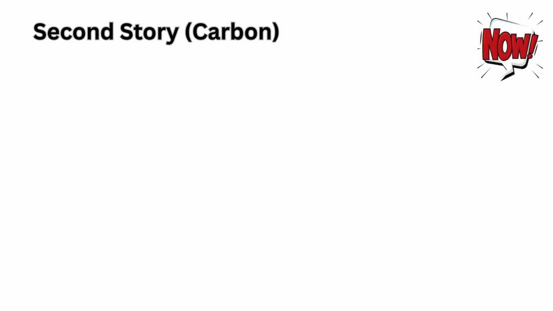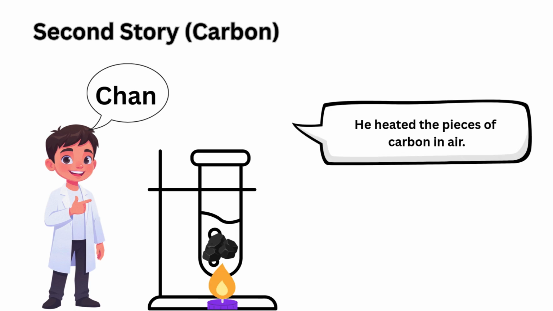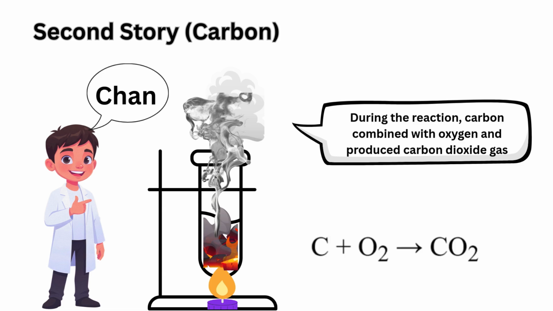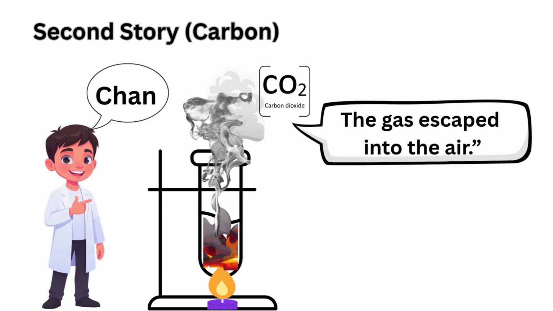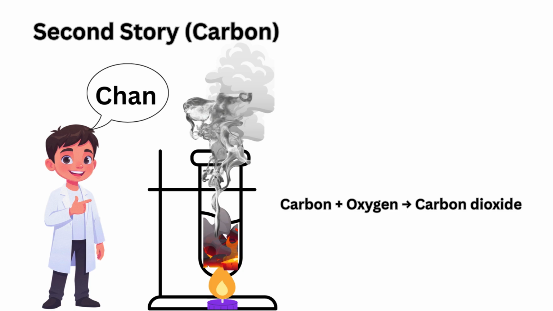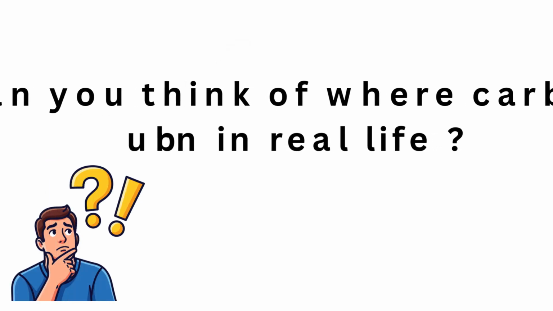Now let's imagine another experiment. A student named Chan heated a piece of carbon in the air. The carbon started glowing red. During this reaction, the carbon combined with the oxygen and produced carbon dioxide gas, and that gas escaped into the air. So simply, carbon plus oxygen produces carbon dioxide. Can you think of where carbon burns in real life?